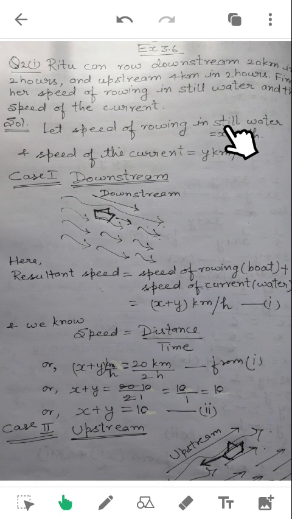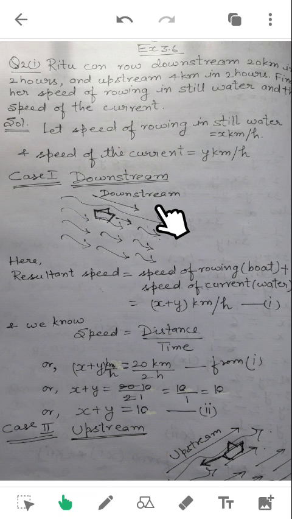Still water means the water is not flowing, and in that case the speed of a boat or a steamer, let it be x kilometer. The speed of the current, that is the flowing water, is y km per hour. Case first, downstream. Please try to understand what downstream is. Downstream means the boat or the ship or the steamer is moving in the direction in which the water is flowing. Both have the same direction.